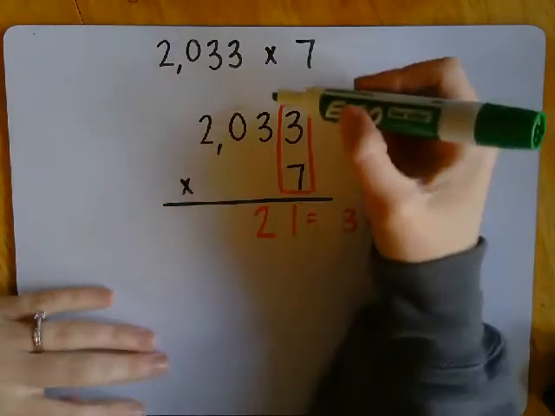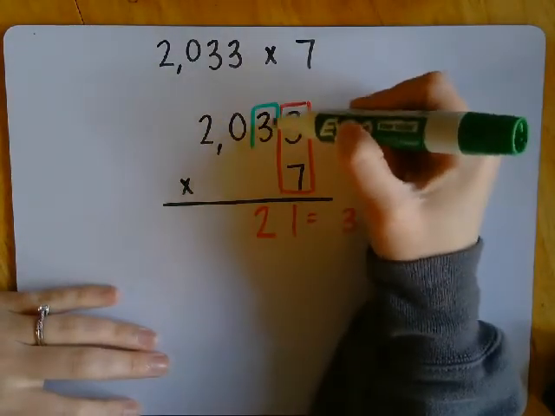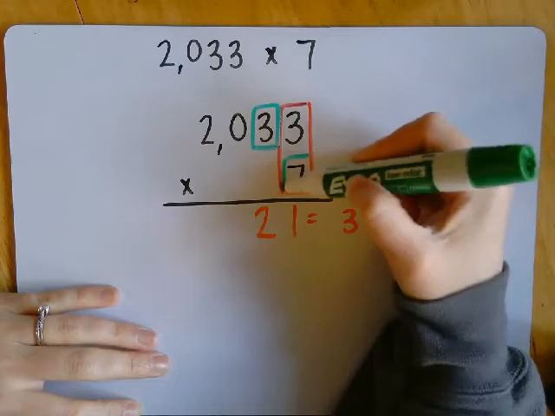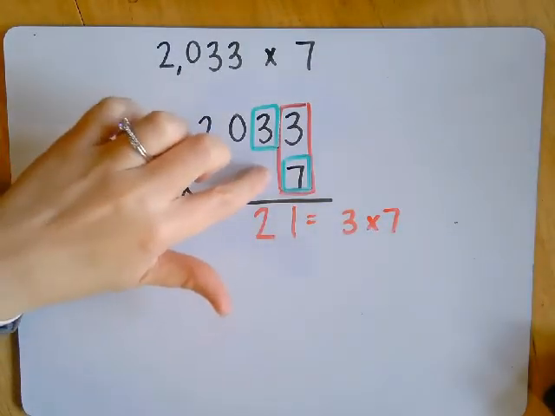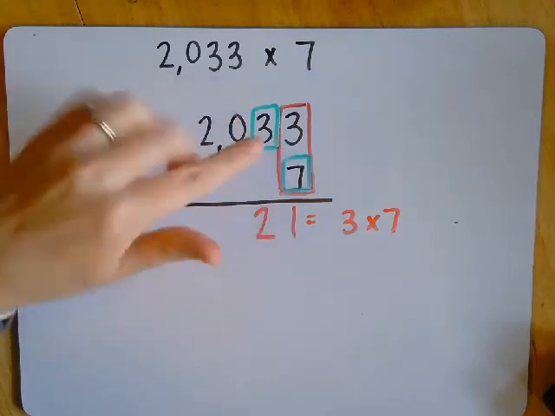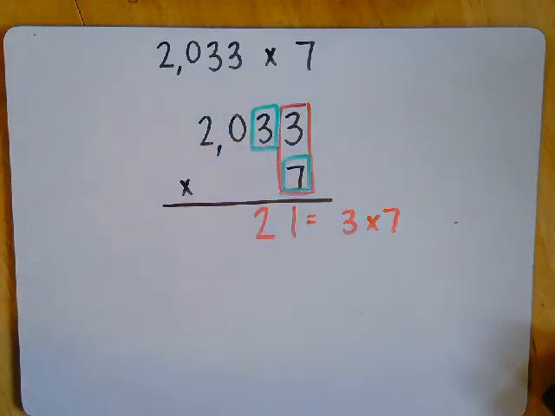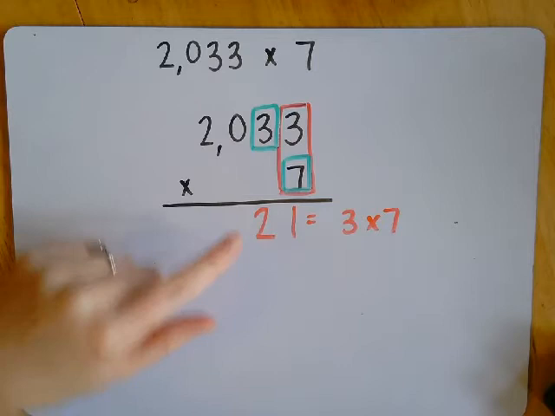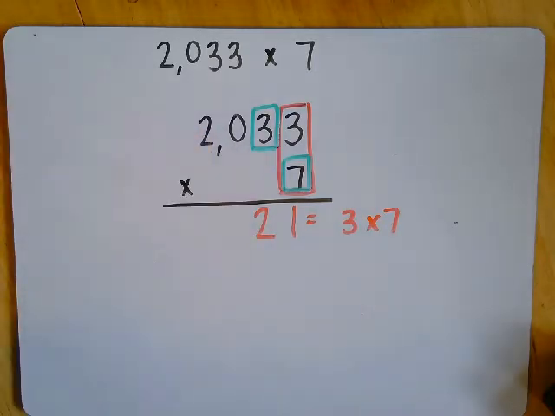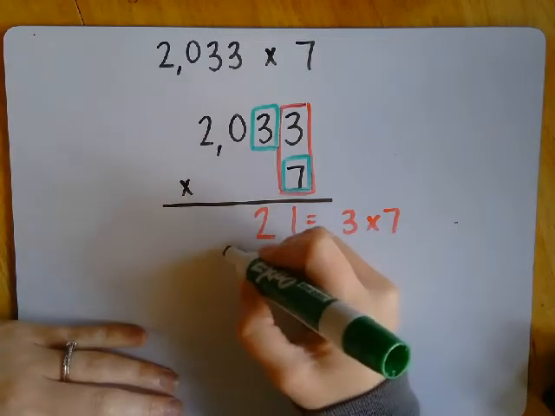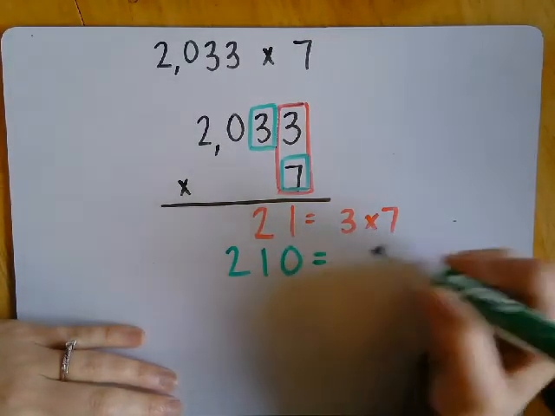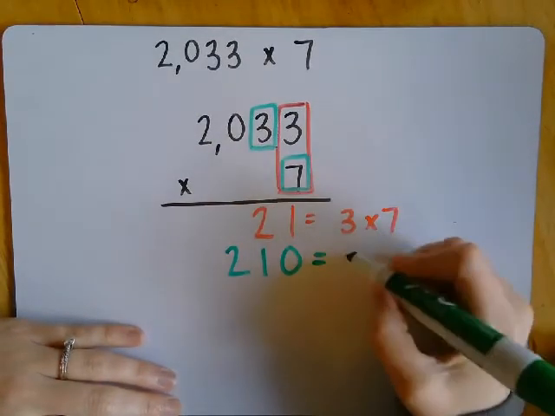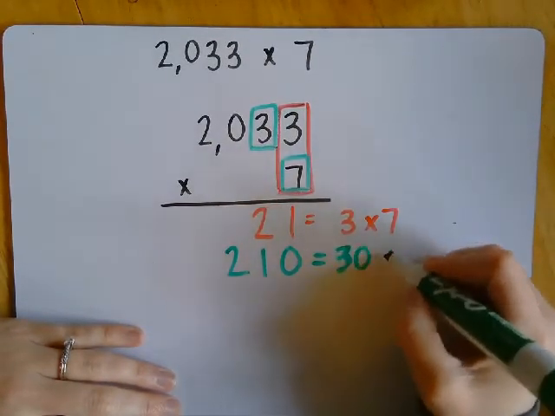Next, I need to multiply the tens place, so I need to take 30 times 7. Again, I can look at that as just 3 times 7, which I did just previously. So I know 3 times 7 is 21, but because we're in the tens place, I need to add that 0 to my answer. So that makes it 210. Again, I just took 30 and multiplied it by 7 to get that answer.